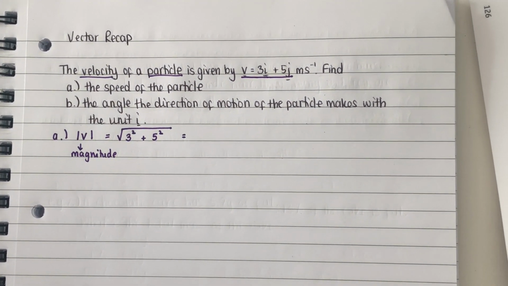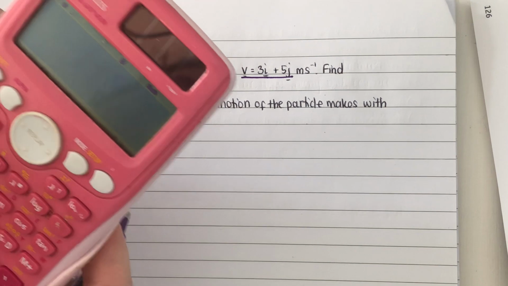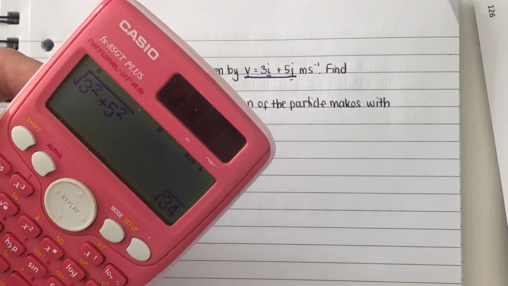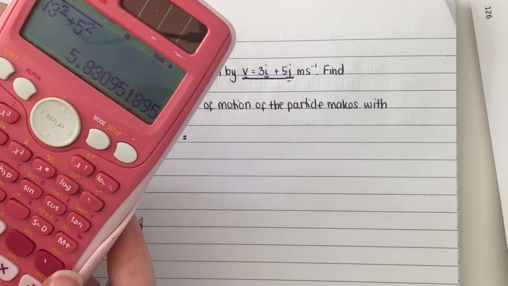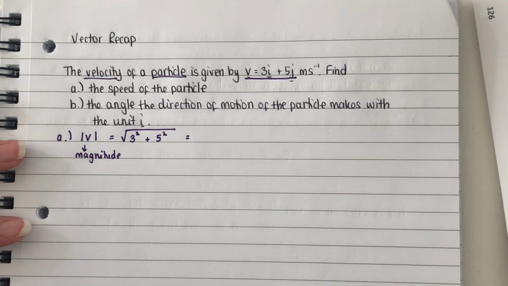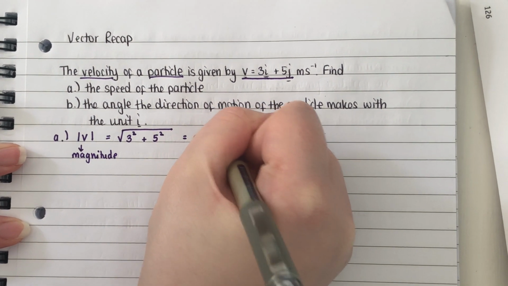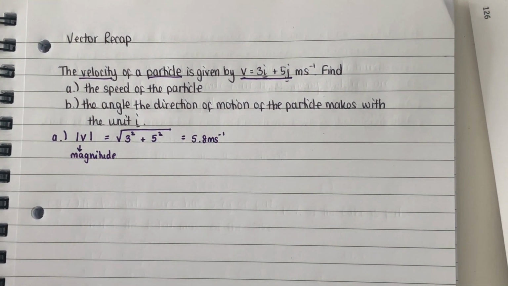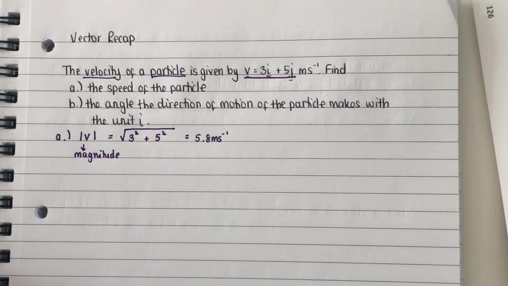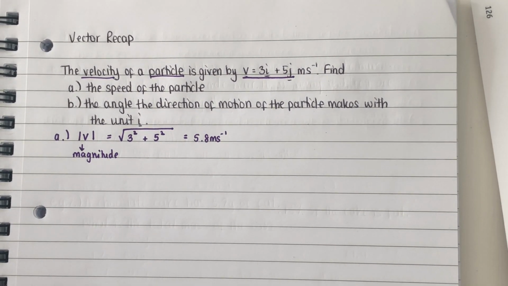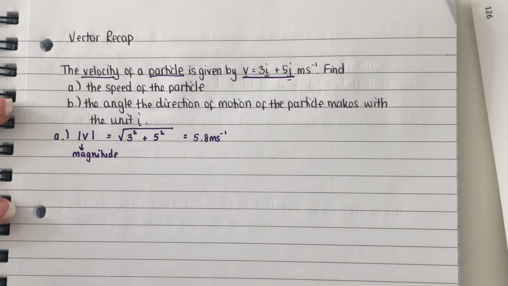So square root of 3 squared plus 5 squared, and then 5.8. Okay, so that's just telling you what the speed is so that it's not in vector form. So to do that we just find the magnitude, which is just Pythagoras. Okay, and we get that.